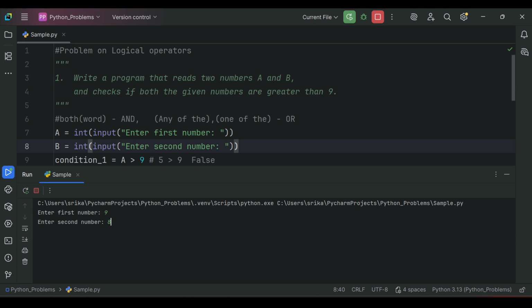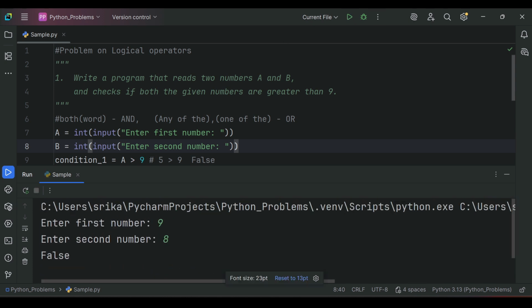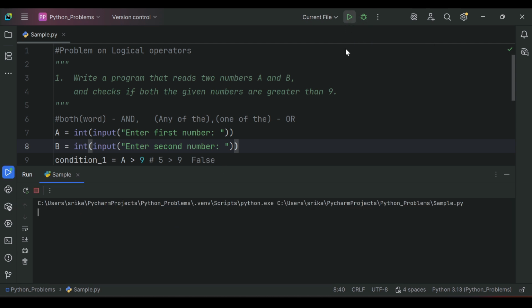Here 9 is greater than 9? Actually, here greater than or equal to is not given. 9 and 9 are both the same, but here it will print false. 8 is greater than 9 is also false. Then the output is also false. Now see, I will check with other numbers.